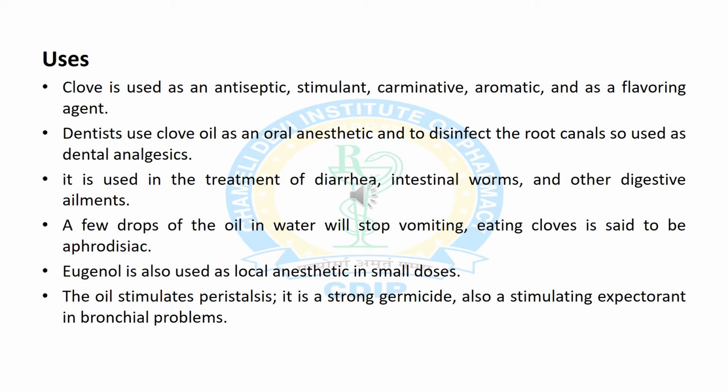Now we will discuss various therapeutic uses of clove. It is used as an antiseptic, stimulant, carminative, aromatic, and as a flavoring agent. Dentists also use clove oil as a dental analgesic. It is used in the treatment of diarrhea, intestinal worms and as a digestive. A few drops of volatile oil added with water are useful in vomiting, and it is also used as an aphrodisiac. Eugenol is also used as a local anesthetic in small doses, and it has germicidal and expectorant activities.